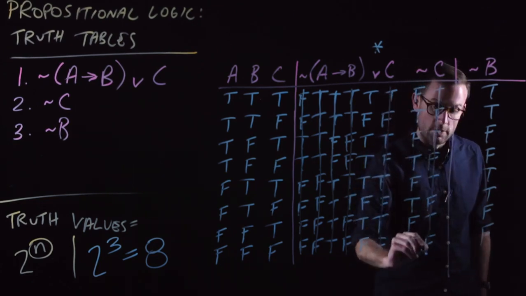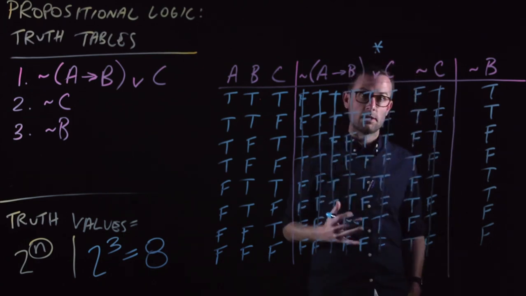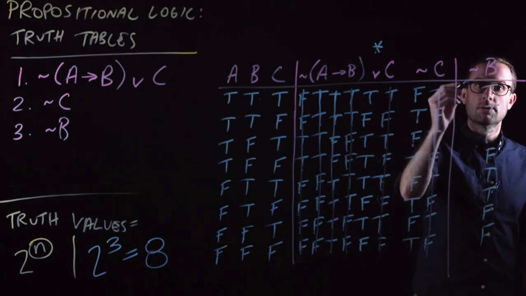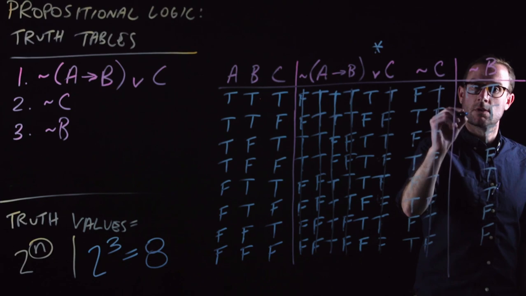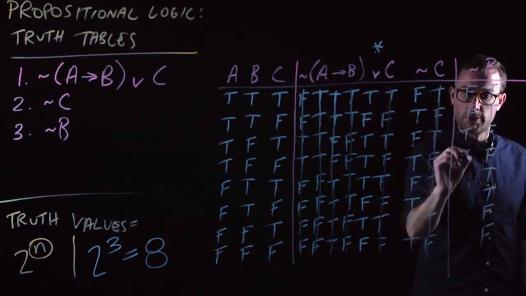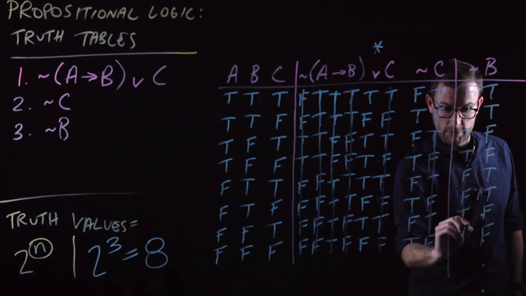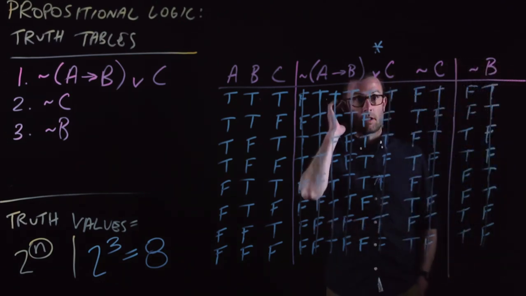Don't need these truth values anymore. The negation is operating over whatever the truth values were for C. Same thing works for B here: trues become falses, and falses become trues. So false, false, true, true, false, false, true, and true. Don't need those truth values any longer.